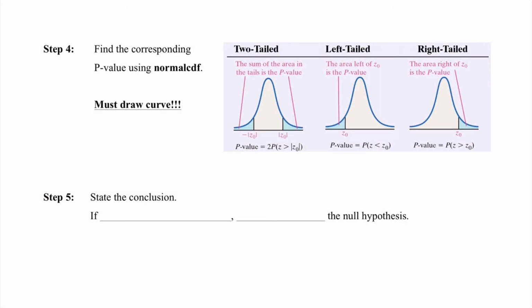Continuing to our next step then, we would need to find the corresponding p-value, and notice we're back to the normal CDF function. We've got a normal distribution when we're working with these proportions, so we're using the normal CDF function. Remember, with a two-tailed test, we have to be careful to double the area under one of those tails if we find only one of them. And after we have our p-value, we can state our conclusion, that if the p-value is less than alpha, just like we've seen before, we get to reject the null hypothesis.